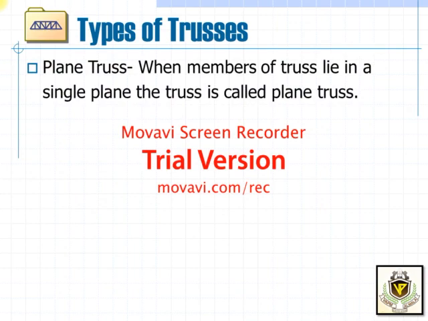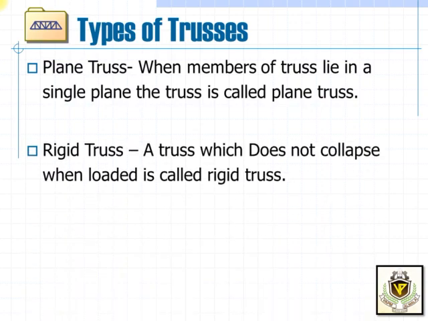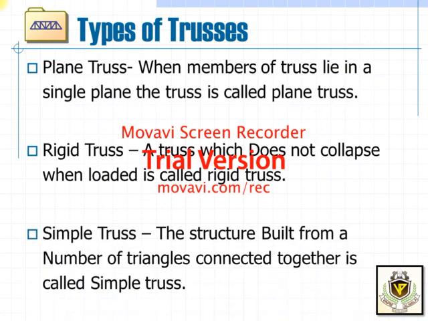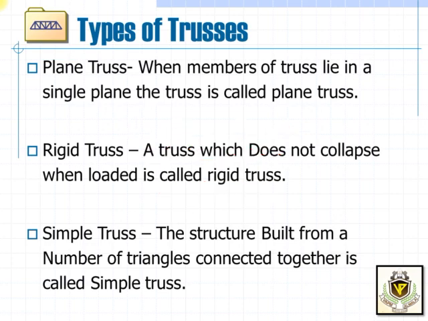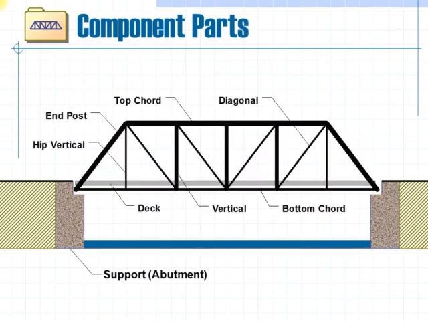Plane truss. When members of a truss lie in a single plane, the truss is called a plane truss. Rigid truss. A truss which does not collapse when loaded is called a rigid truss. Simple truss. The structure built from a number of triangles connected together is called a simple truss. Now, component parts of trusses.